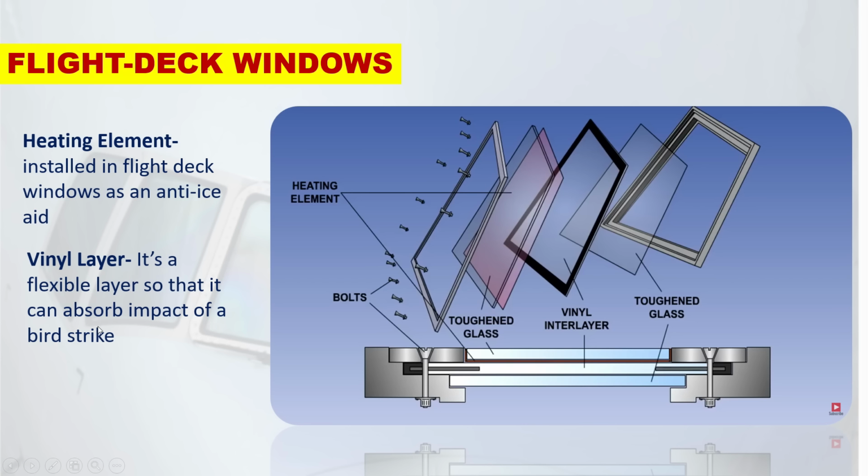If it is able to change shape, if it is flexible, then it can easily absorb a very high impact force, right? So that's why we have a vinyl layer which is flexible so that it can absorb the impact of a bird strike. Heating element is there so that it can anti-ice the windows, right? So there's not much in the flight deck window.